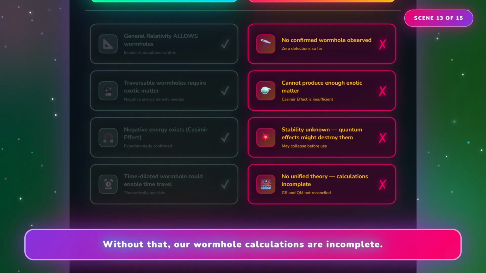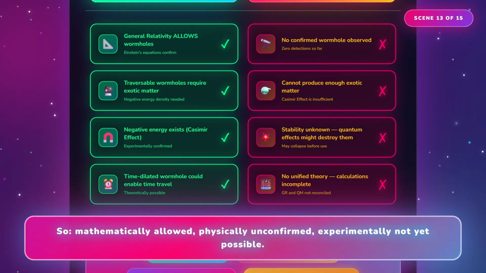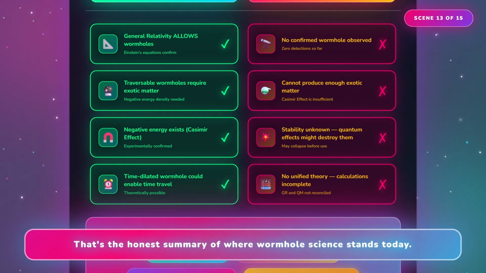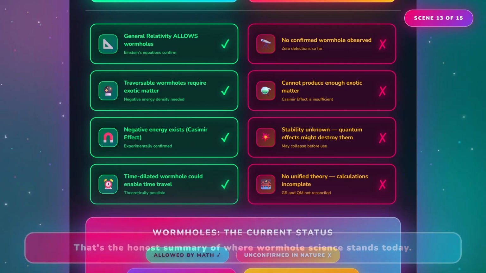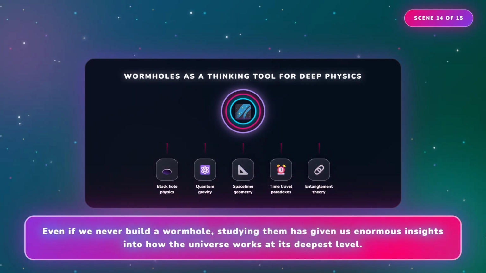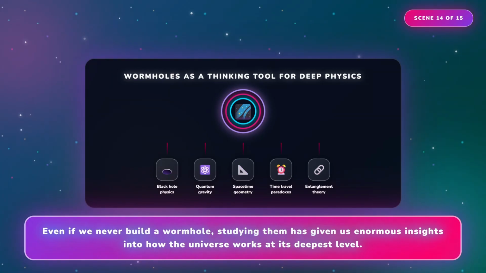Without that, our wormhole calculations are incomplete. So, mathematically allowed, physically unconfirmed, experimentally not yet possible. That's the honest summary of where wormhole science stands today. Even if we never build a wormhole, studying them has given us enormous insights into how the universe works at its deepest level.